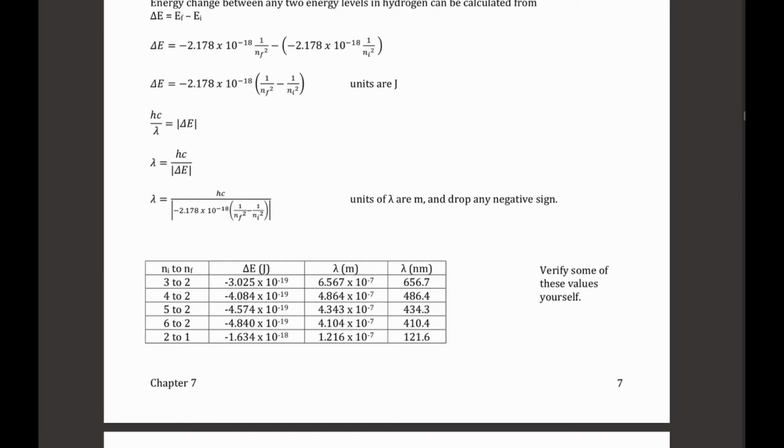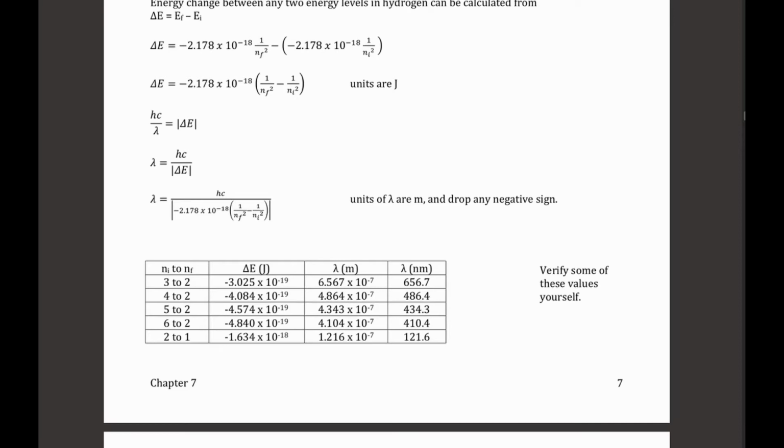And then if we convert from meters to nanometers, we have those numbers in the last column. So again, verify that you could calculate all those yourself. Remember from our study of light, we learned that the visible spectrum varies from about 400 to about 700 nanometers. So the upper four lines, the 3 to 2, 4 to 2, 5 to 2, 6 to 2 transitions, are all in the visible spectrum. In fact, those are the only 4 in the hydrogen spectrum that are in the visible spectrum.